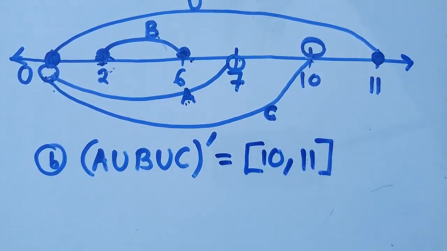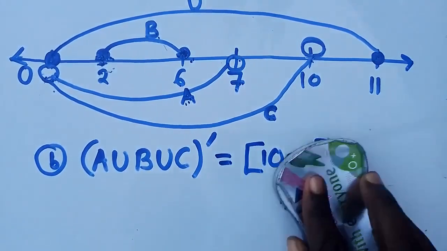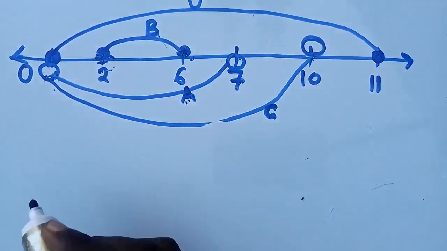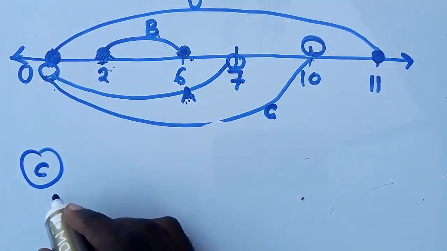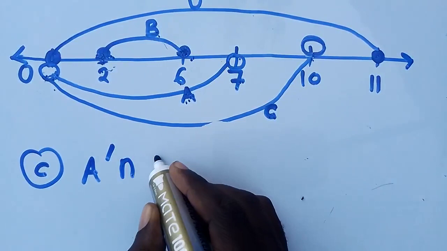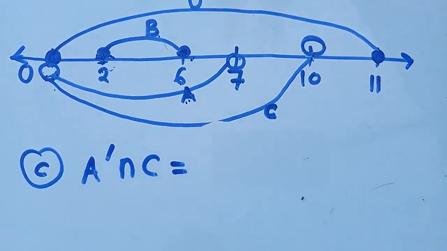Have you seen the way I've answered? This is the same way you are supposed to answer all the questions. So we move to the other part, C. C was like this. C was A complement intersection C. How can you answer this question?